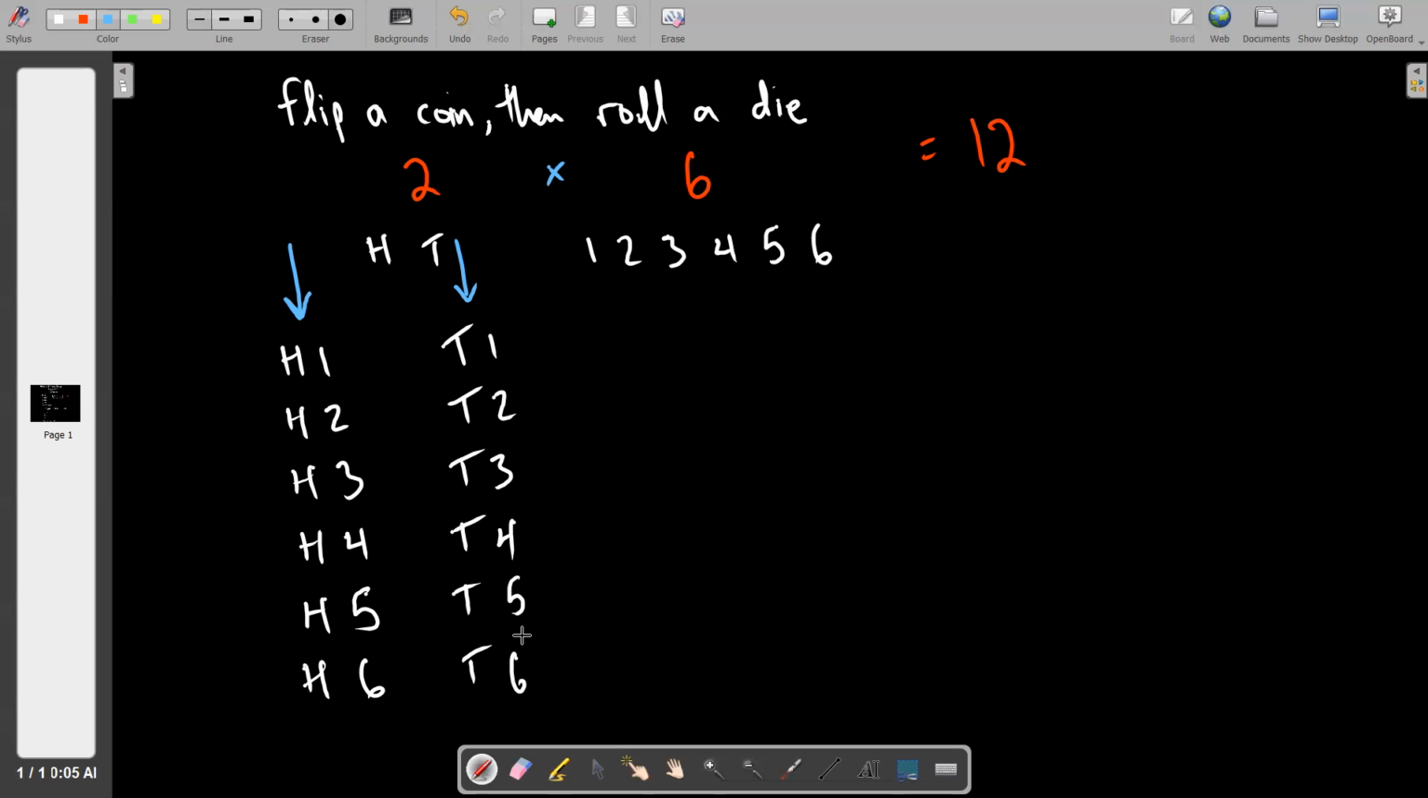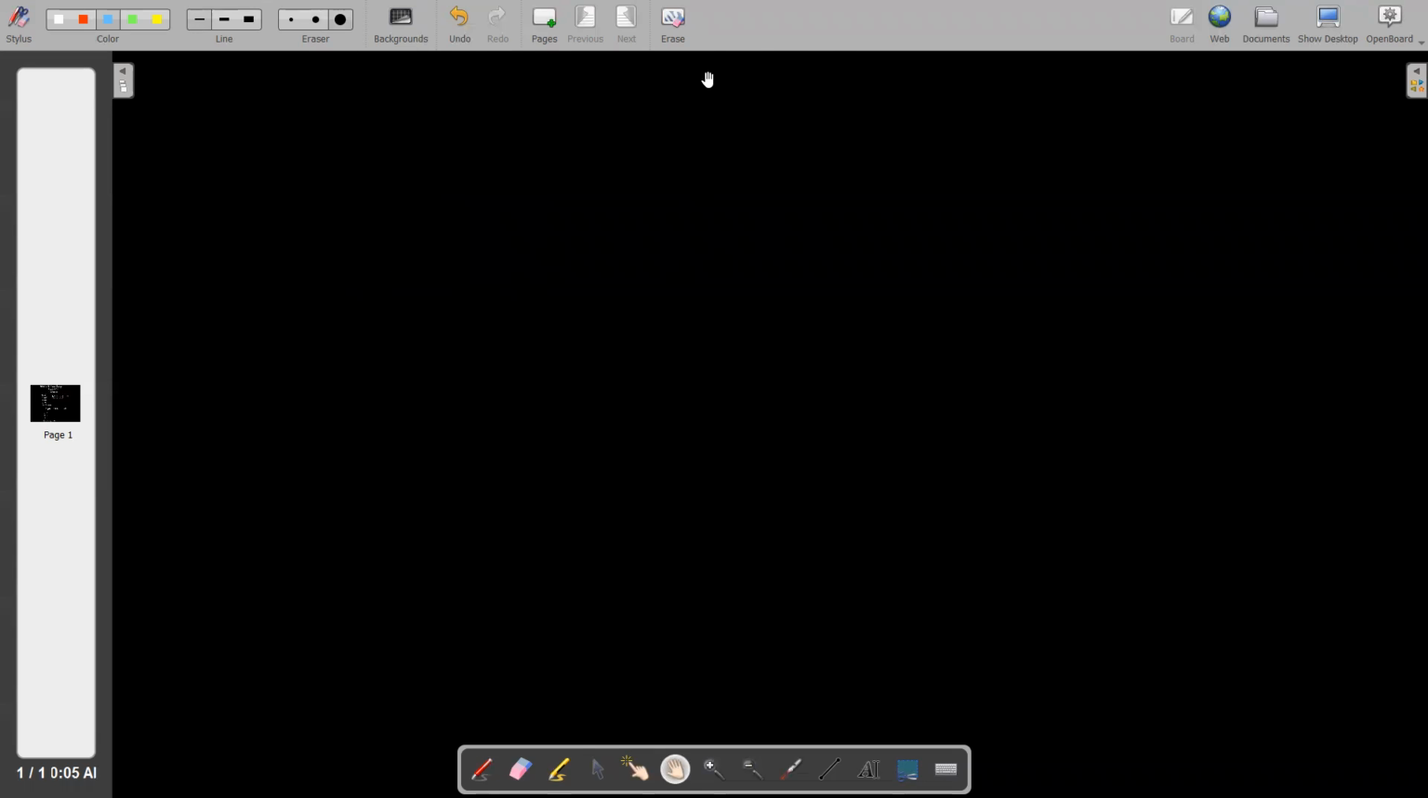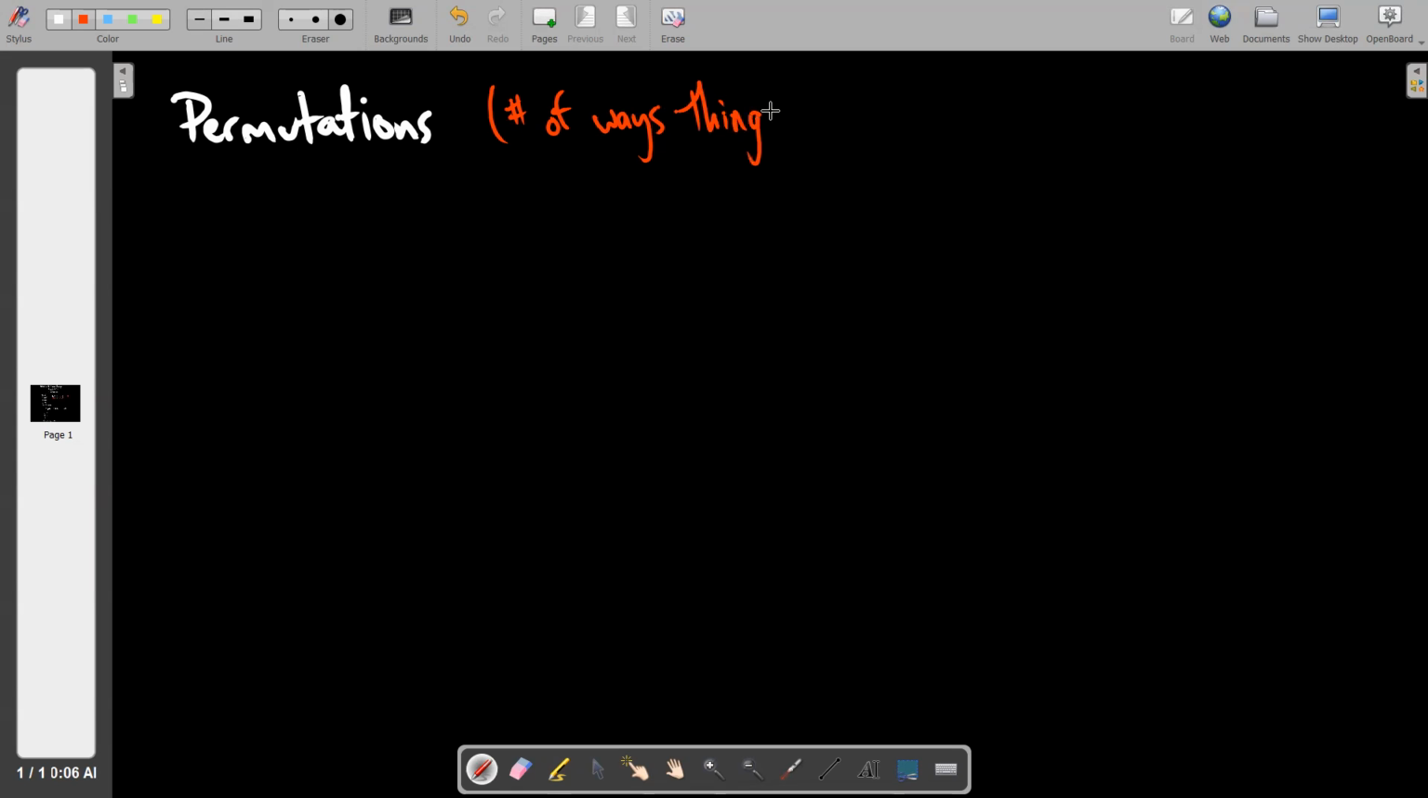Let's talk about the next thing. Permutations. This one can be a little bit interesting. If you're not careful here, watch out because this can get confusing. So just stay with me and it won't be confusing. For permutations, we're going to put a little comment next to this. It's the number of ways things can be arranged.